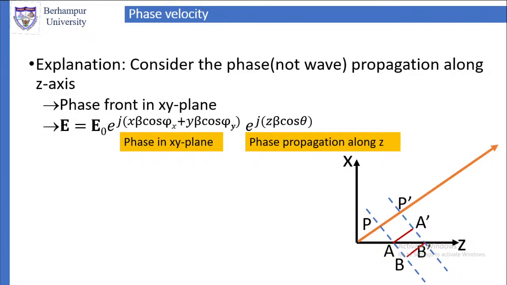So A has moved to A dash with a velocity, and that velocity will be A dash by t. But the phase has moved from A to B dash, so it will be AB dash by t. Now A dash is smaller than AB dash. Therefore, AB dash by t will be larger than A dash by t. So the phase velocity will be larger than the velocity of the wave, or the intrinsic velocity. So this you can see pictorially.